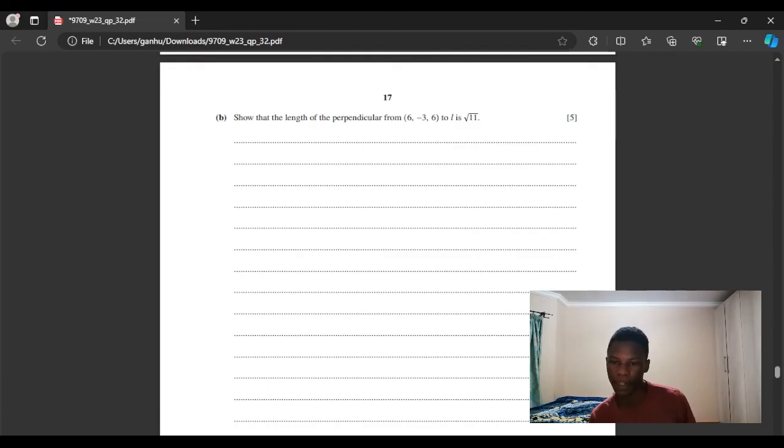Show that the length of the perpendicular from (6, -3, 6) to L is root 11. Okay, so let's draw a diagram of what this would look like. So this is our line L, and let's call this point F, that's the (6, -3, 6). And then there's this point where our vector from F crossing the line L intersect. So let's call that point X. And what we want is the length of this perpendicular FX. So we want the length, the modulus of FX.